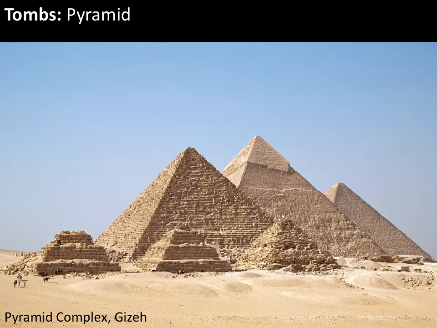So here's another view of the same pyramid complex. Look in the forefront, there's even several smaller step pyramids. And if you're looking for a sense of scale, on the very left-hand side, you see humans on horseback. Wow, these are massive. You know that word colossal I used before? Yeah, this stuff's colossal.